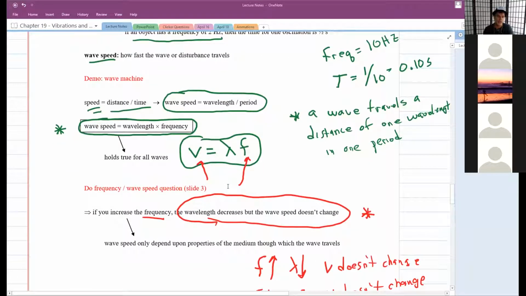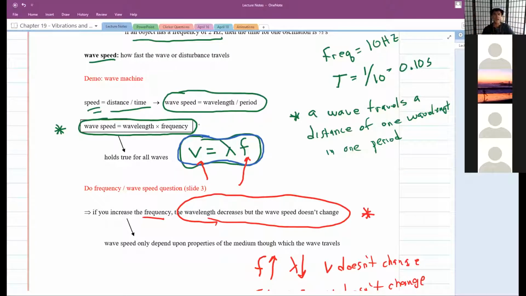And this equation sort of makes it look like that if I were to increase, let's say, the frequency of a wave, then that would result in the wave speed increasing. And that's not the case. Wave speed is a constant that only depends upon the properties of the medium that the wave is traveling through.